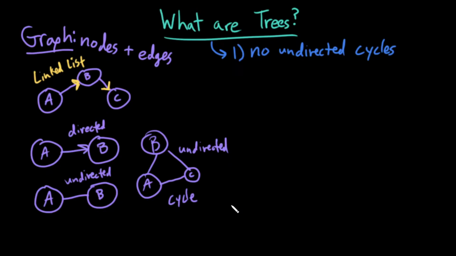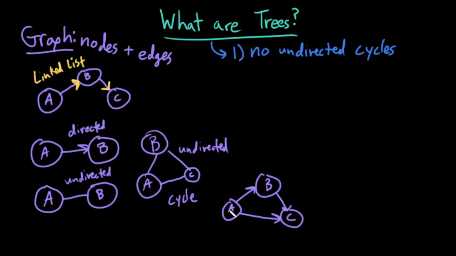But let's imagine a directed graph. Let's say I had A to B, B to C, and then A to C. So the same links, but now they're directed. So A goes to B, B goes to C, and A goes to C. This actually is not a regular cycle because I cannot start at A and end up back at A. And likewise, I can't start at B, travel, and end up back at B.